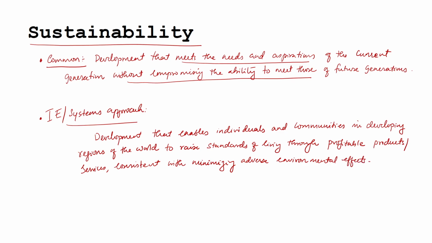So, the logic here is that it is a development that enables individuals and communities to develop the regions of the world. It could be your state, your country, your globe, whatever it is, as we discussed in the beginning, to raise standards of living. You are improving your standard of living either through profitable products or services, but you are minimizing the adverse environmental effect. So, this is the new way we are looking at sustainability, and this is also a new measure of productivity.